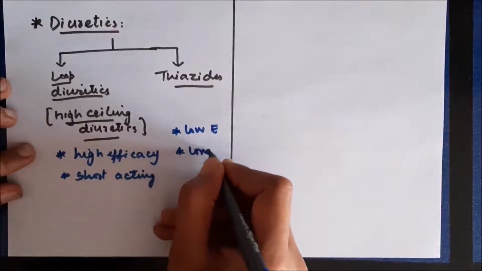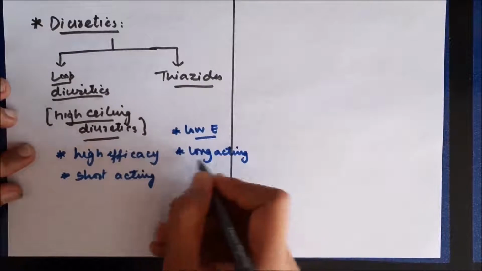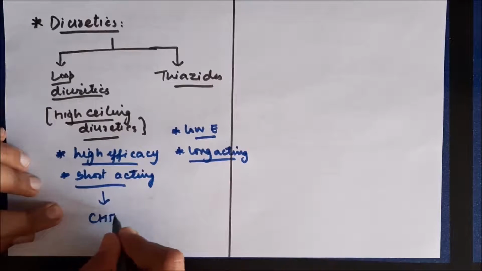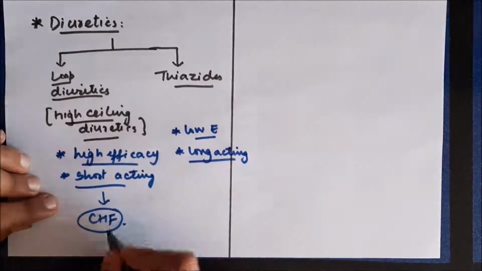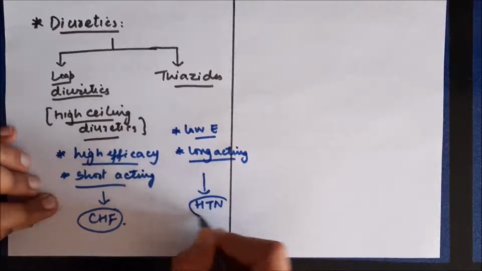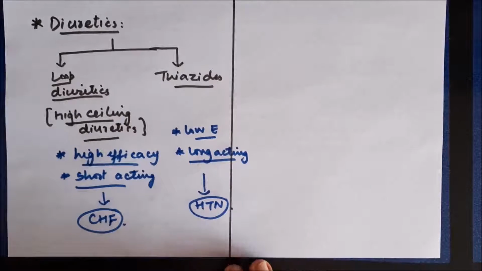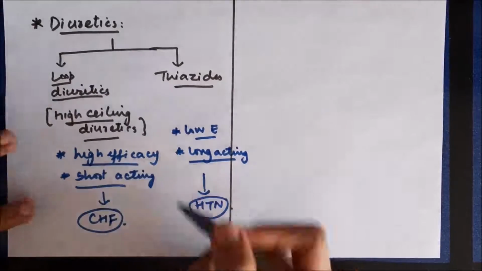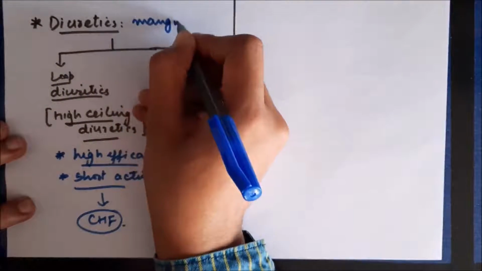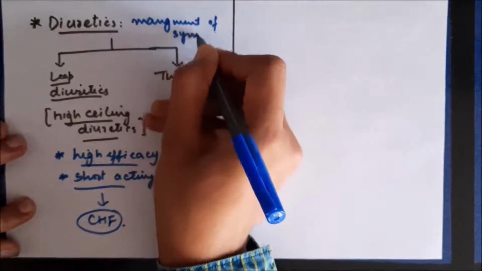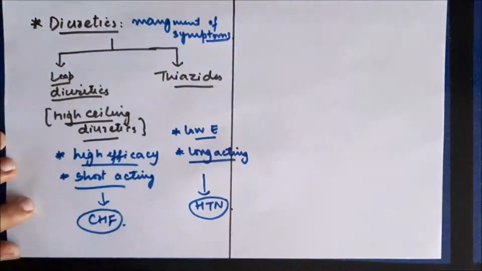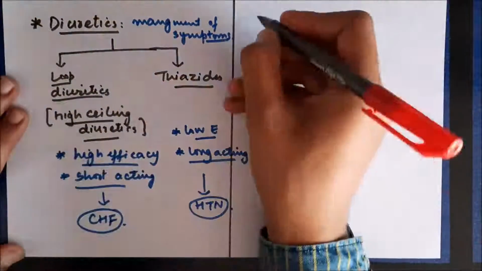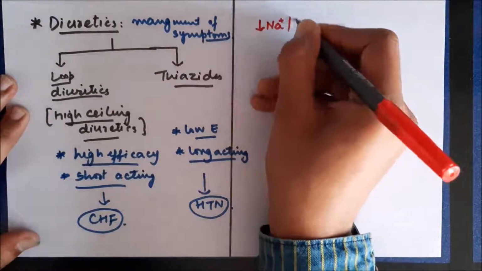Because of high efficacy and short duration of action, loop diuretics are preferred in the treatment of congestive heart failure. On the other hand, thiazides are mainly preferred for the treatment of hypertension. The main loop diuretic that's preferred is furosemide, which we already discussed. Now, it's important to note that these diuretics are used only for the management of symptoms. They do not alter the disease progression in congestive heart failure. They can only be used to manage symptoms, mainly symptoms of pulmonary edema.